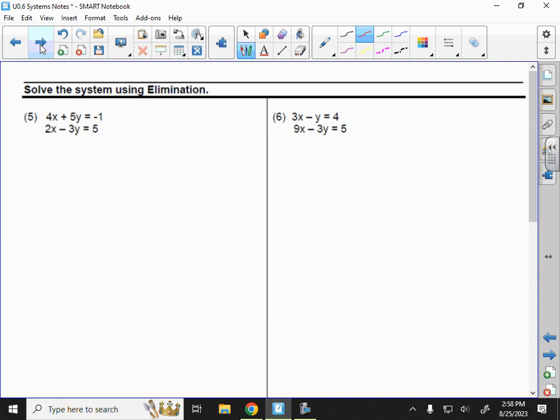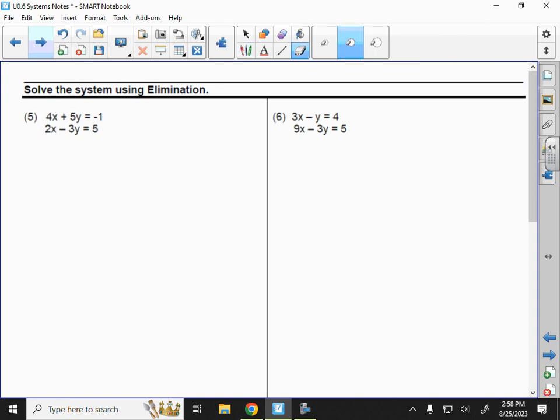So if we look at number 5, we have a 2x and a 4x. So to eliminate those x's, I need both of those coefficients to be the same number, but opposite signs. So what I could do is make that 2x a negative 4x, and to do that, I would just multiply it by negative 2. All right, and then when I combine it with the 4x, they would cancel out.